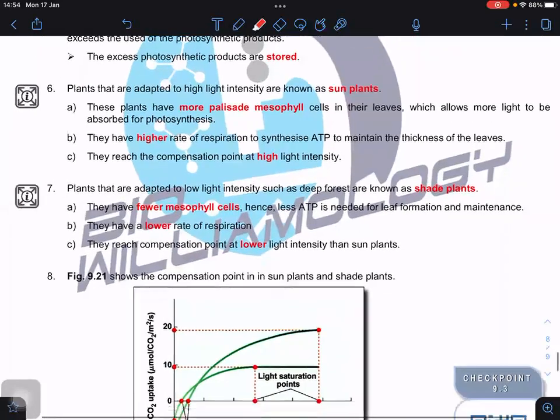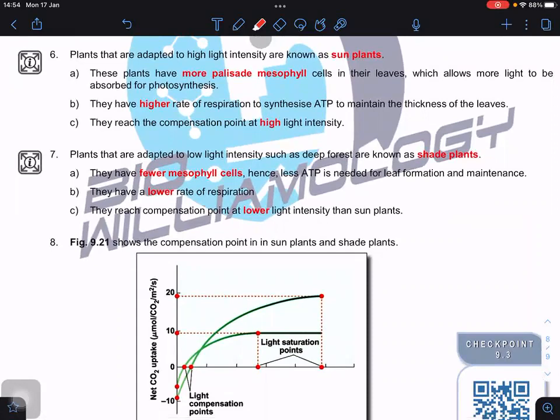Now, let me introduce you to these two kinds of plants. They are not in the syllabus, number 6 and number 7. But in some past years, this type of question came out 2 times regarding sun plants and shade plants. So what do we mean by sun plant? Sun plants are basically plants that grow tall and are exposed to high light intensity. This kind of plant we call sun plant.